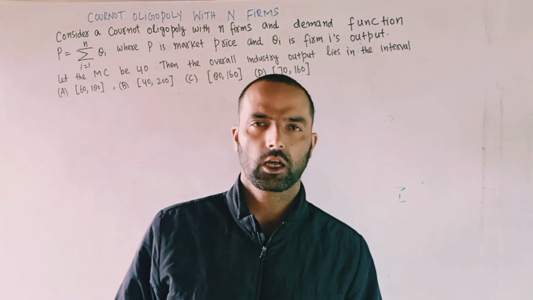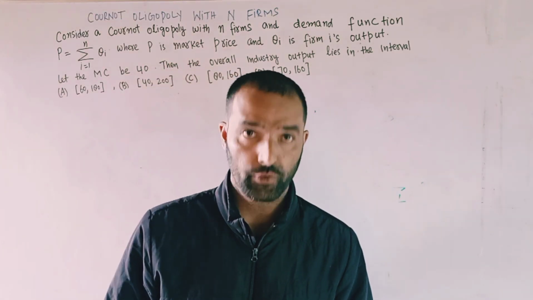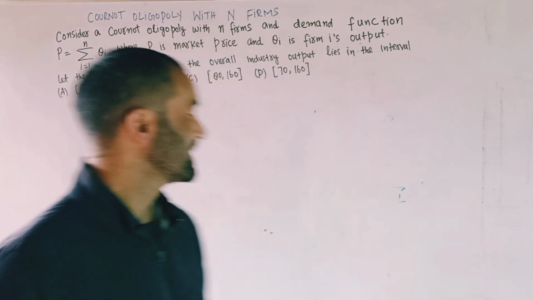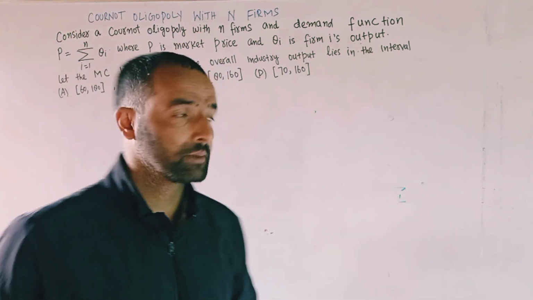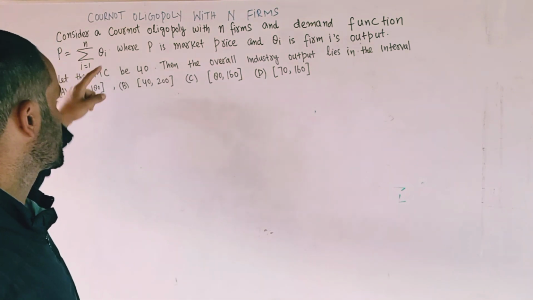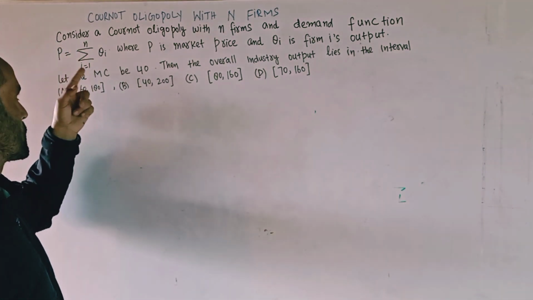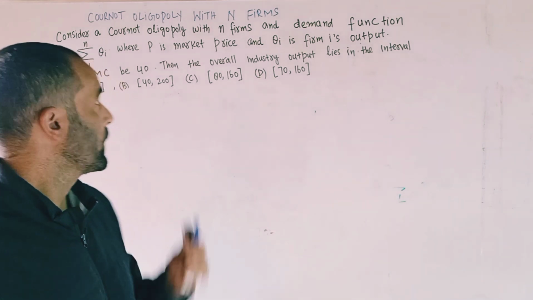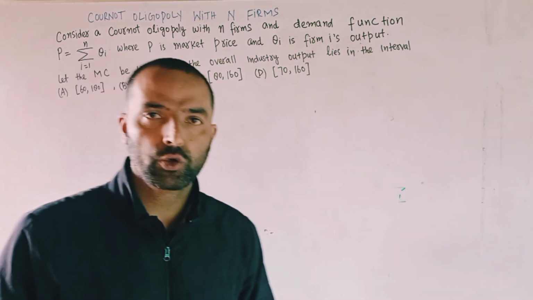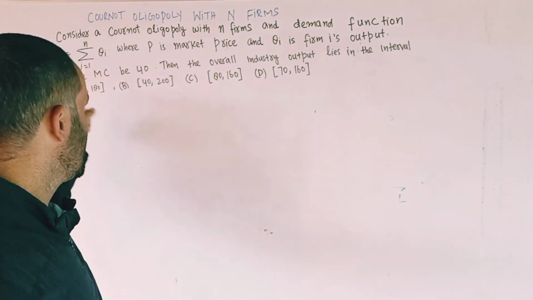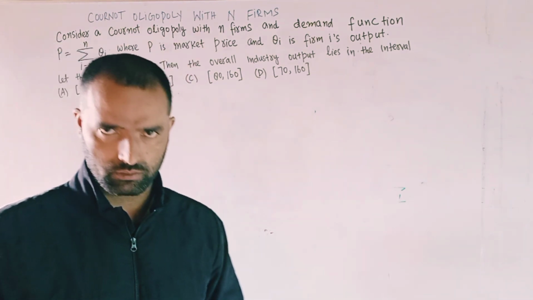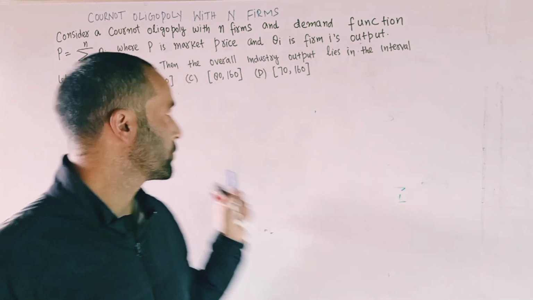In this video, we will solve a question on Cournot oligopoly with n firms. The question is: consider a Cournot oligopoly with n firms and a demand function P equals 200 minus the summation of i equals 1 to n of Qi, where P denotes the market price and Qi is firm i's output. Let the marginal cost be 40. The marginal cost for each firm is 40.